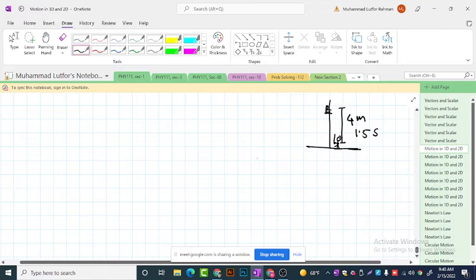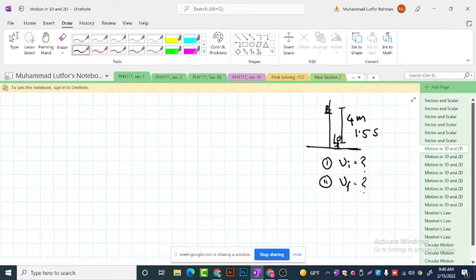Now they ask you two questions: what is the velocity at which it was thrown by you? That means the initial velocity. And the second question is, what was the velocity just before it was caught by your friend? That means the final velocity.